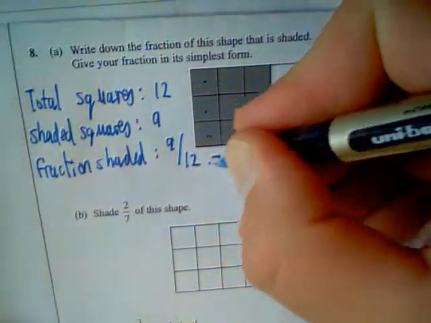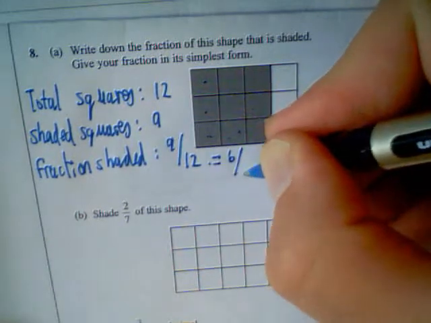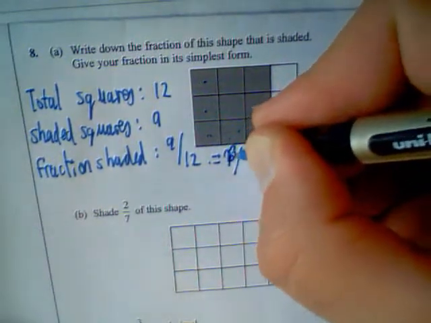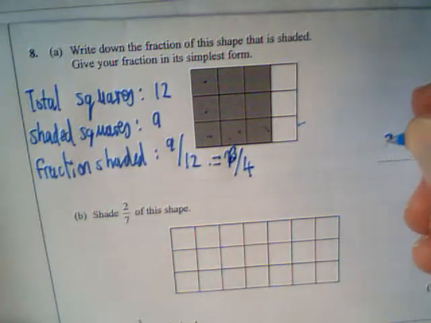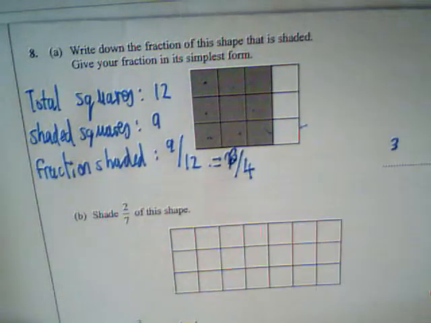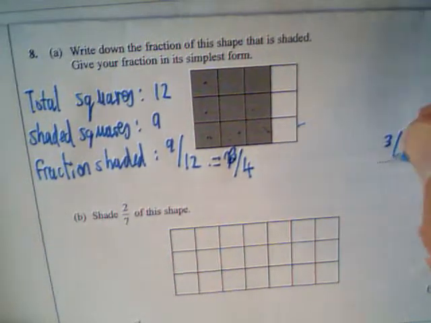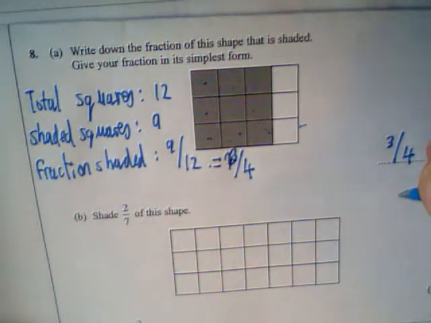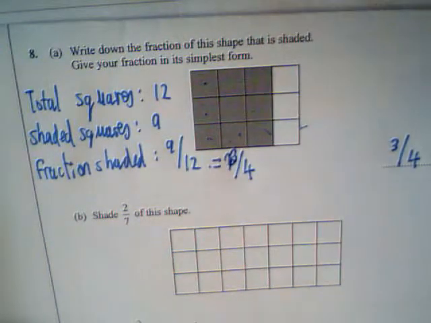3. So this is the same as, no, sorry, 3 over 4. 3 over 4. And 3 is a prime number, and for 4, only 1, 2 and 4 go into 4, so this is in its simplest form.